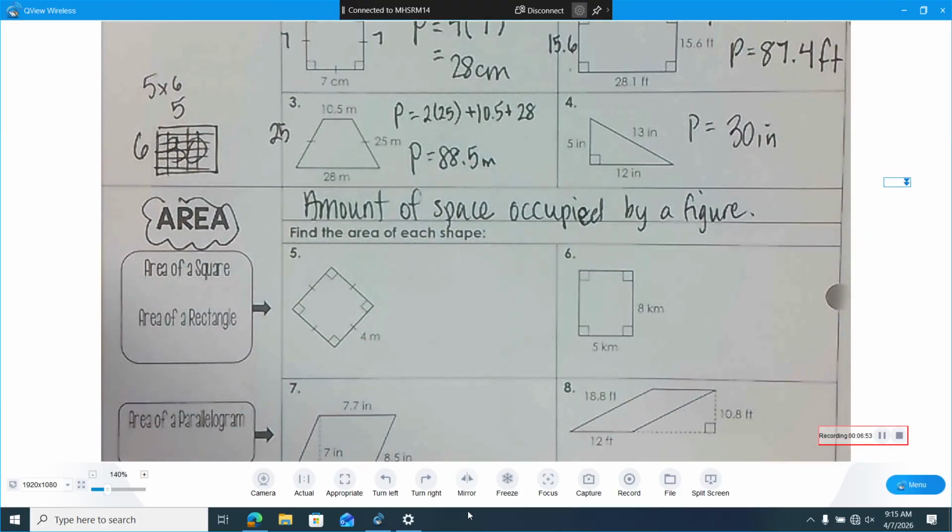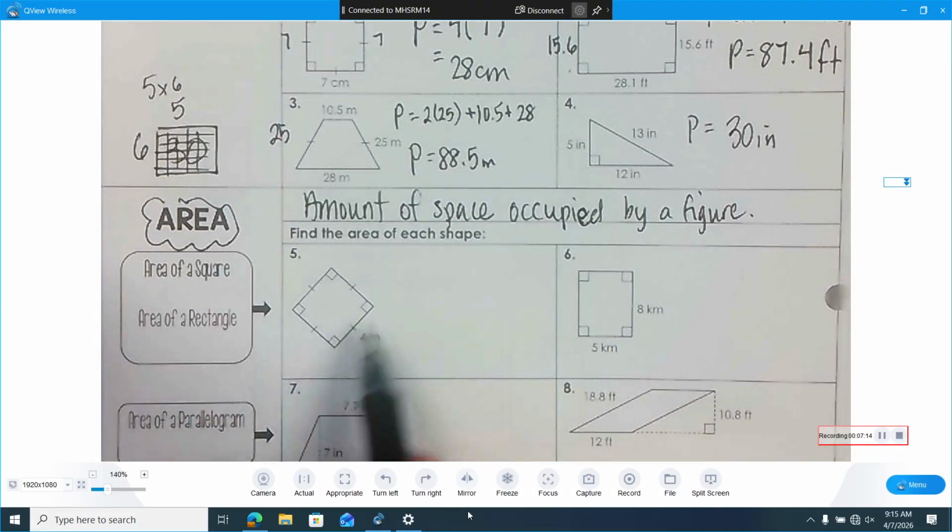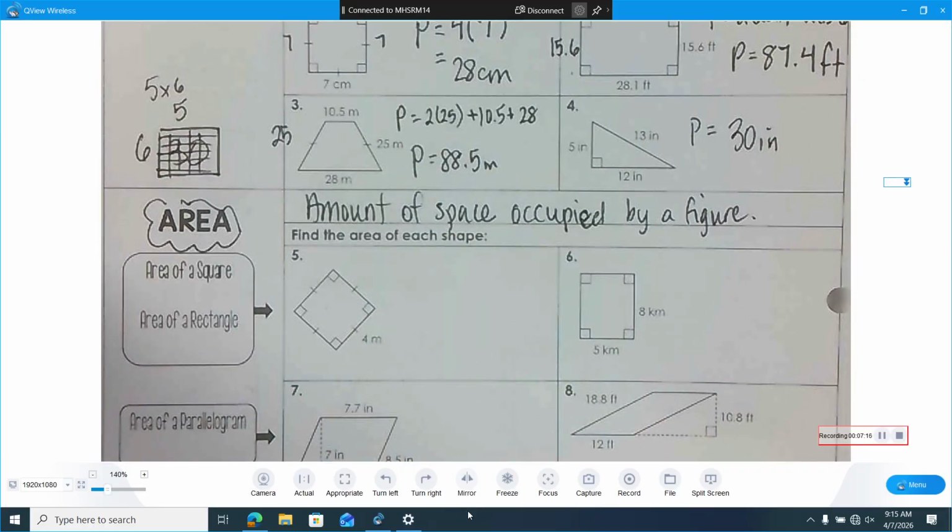All right, amount of space occupied by a figure. And so we have some formulas that are pretty nice. They are formulas that you do need to memorize, most of them today. You'll want to have them memorized.